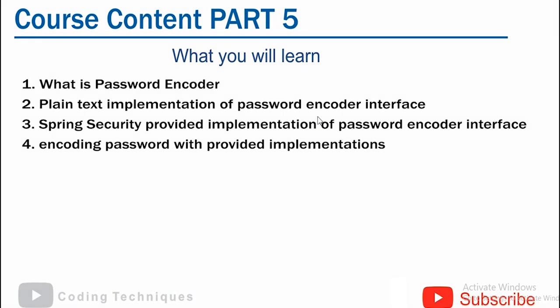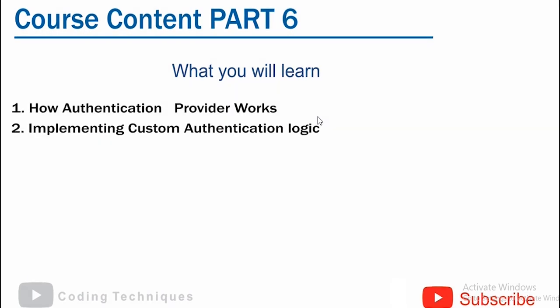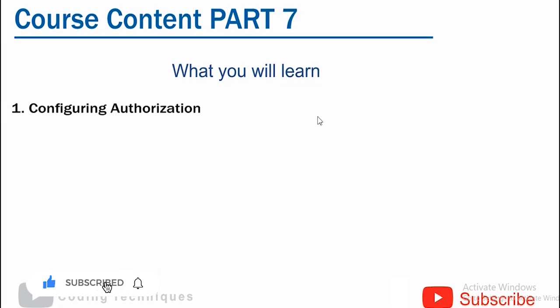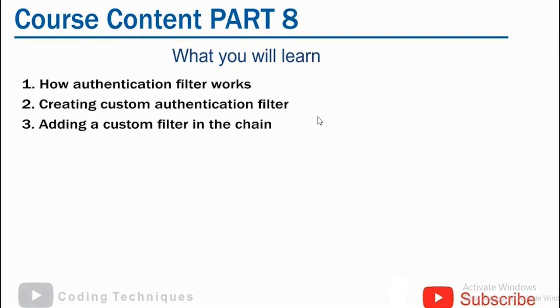And then we will also learn about the password encoder, delegating password encoder, and the plain text implementation of the password encoder interface. In part 6, we will learn how the authentication provider works, as well as implementing custom authentication logic. We also have part 7, where we will configure authorization, which is securing endpoints. And in part 8, we will learn how the authentication filter works, creating a custom authentication filter, and adding the custom filter in the chain. And this will be the last part of this tutorial.